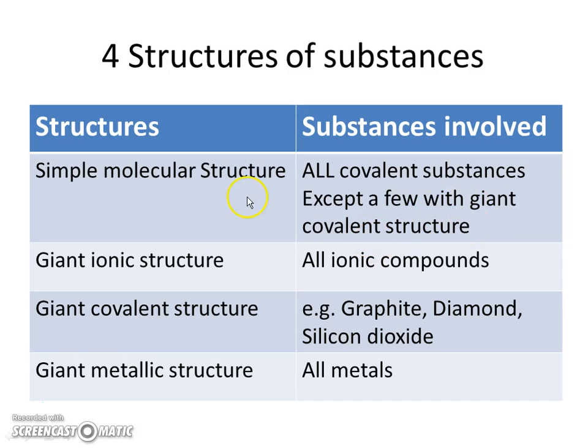Okay. For giant ionic structure, it involves all ionic compounds. For giant covalent structure, in DSE, you just need to memorize three substances: graphite, diamond, which both of them are carbon, and also silicon dioxide. If you are bright enough, you may also memorize silicon to be giant covalent structure. So except these four, the other covalent substances will be simple molecular structures. For all metals, it will be giant metallic structure.